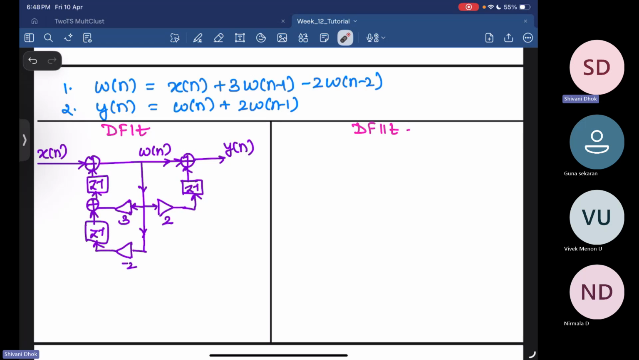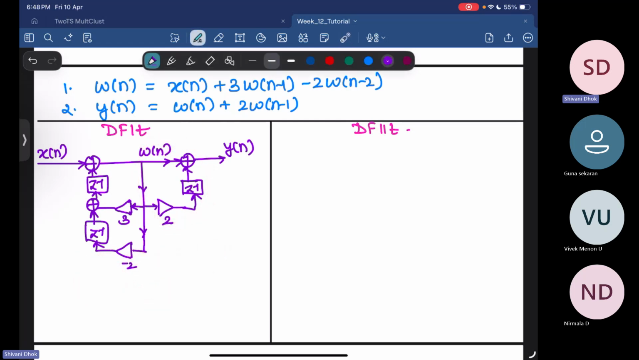Now, similar to the way in which we translated from direct form 1 to direct form 2, we can translate from direct form 1 transpose to direct form 2 transpose. In that, we need to first identify that this particular part and this particular part can be separated out, and you can swap them. So first we'll take up this particular thing.